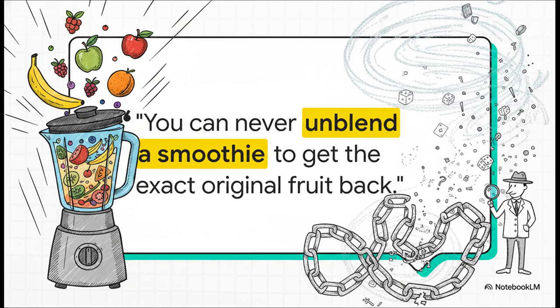There's this really visceral quote from the sources that perfectly illustrates the severe consequence of all this drift. It says, "You can never unblend a smoothie to get the exact original fruit back." Honestly, that hits the nail on the head. When you rely on the probabilistic math of the FPU gambler, you permanently destroy the chain of title. The exact, provable history of who created a piece of data and exactly how it was altered is just gone. You simply cannot perform a forensic autopsy on a statistical guess.